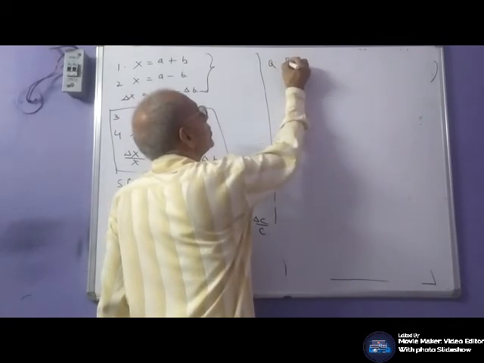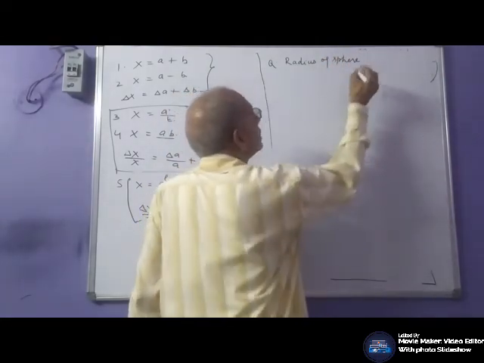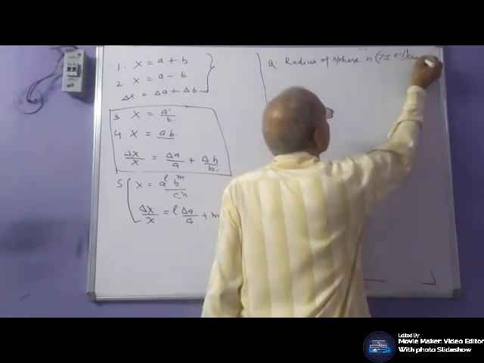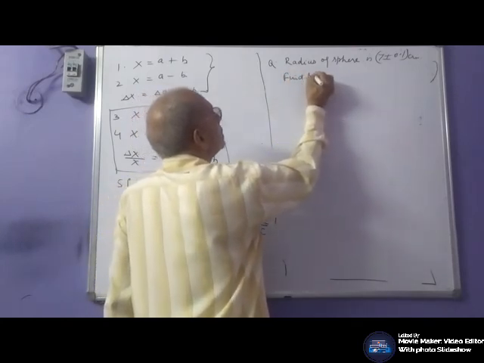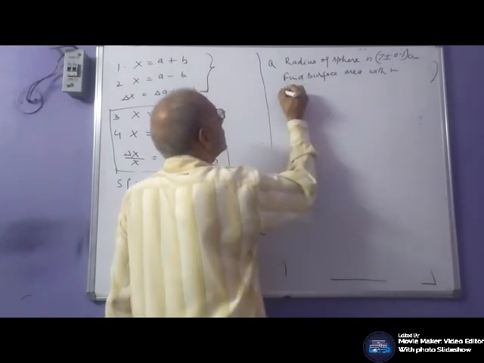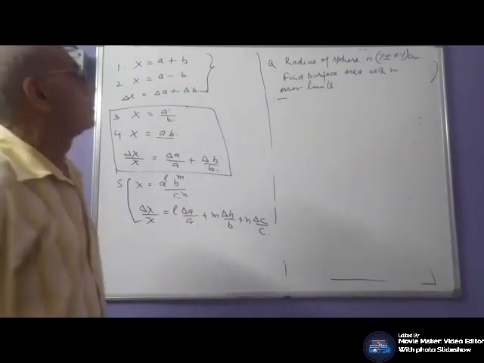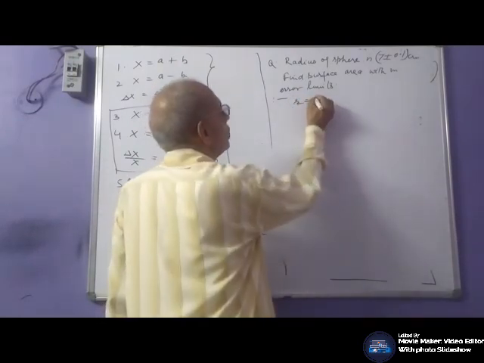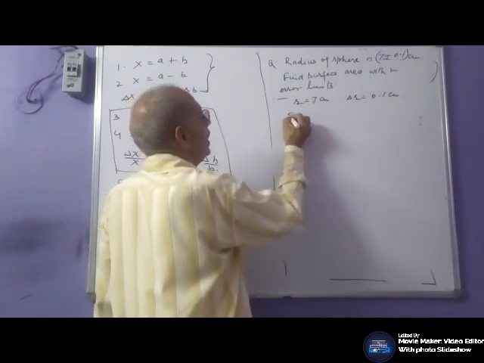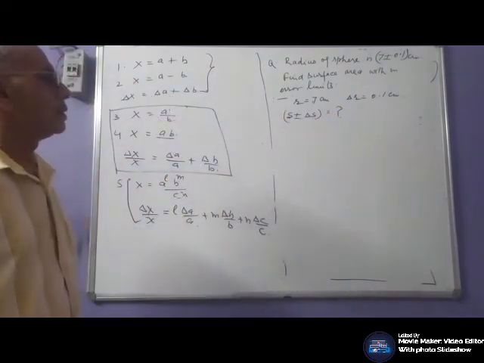Now questions. Radius of sphere is 7 plus minus 0.1 centimeter. Find surface area within error limits. What is given are 7 centimeter, delta R 0.1 centimeter. What you have to find? Surface area within error limits. This is your numerical.